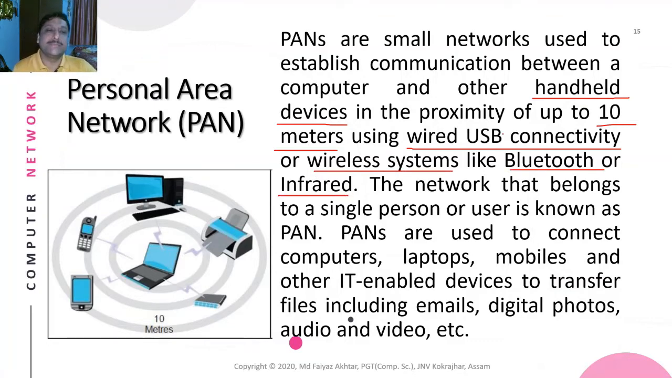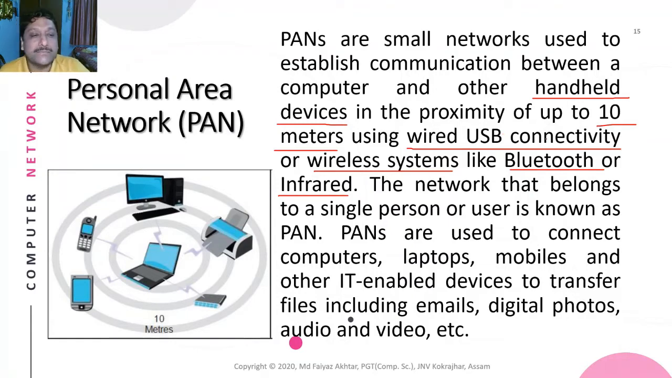USB connectivity: suppose we connect a mobile phone with our desktop computer or laptop computer using a USB cable. Then what we are doing? We are establishing a PAN network. We can copy data from the mobile phone to the computer, and we can transmit data from the computer, laptop, or desktop to our mobile phone. This type of network is known as PAN. We can even connect so many devices using Bluetooth and infrared also.